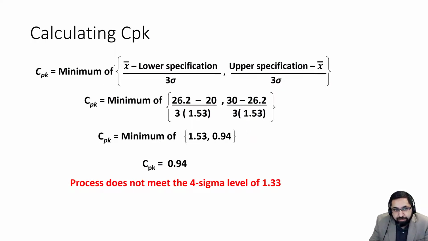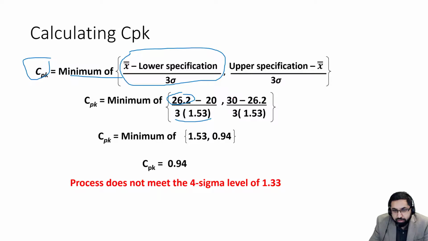If we calculate CPK, it is the minimum of two numbers. The first number is the output of the process, X bar bar, which is 26.2, minus the lower spec, over 3 sigma. And the second number is the upper specification, which is 30, minus the X bar bar value from the question, which is 26.2, divided by 3 sigma. We get the smaller number is 0.93, and that will be the value of CPK.